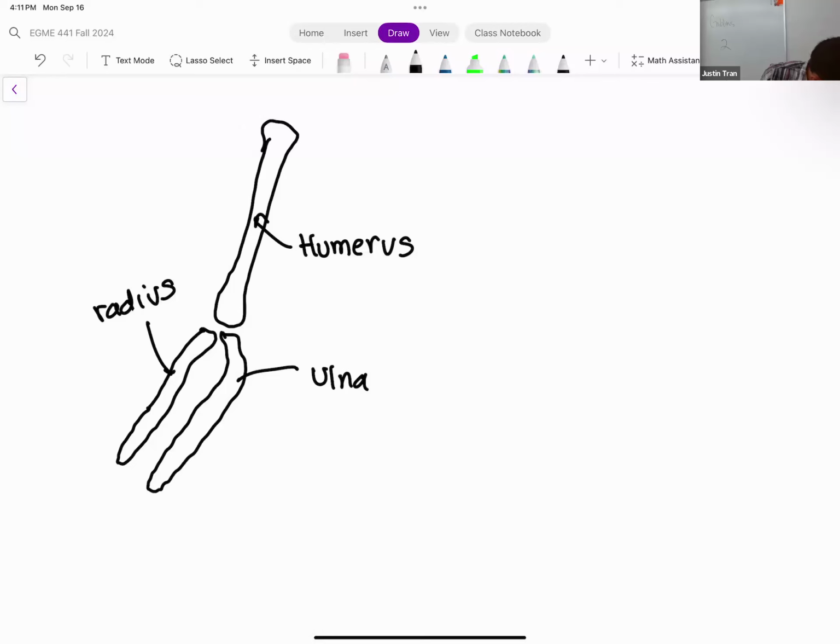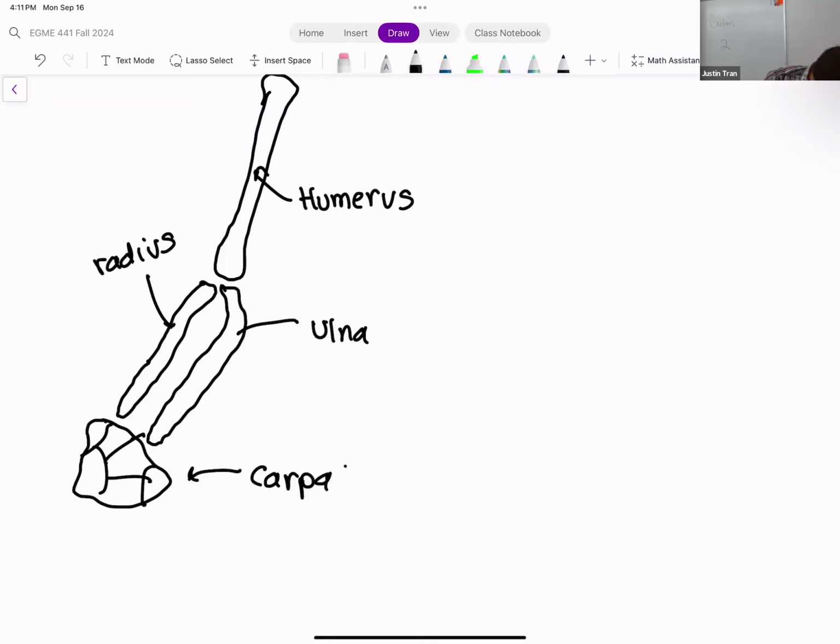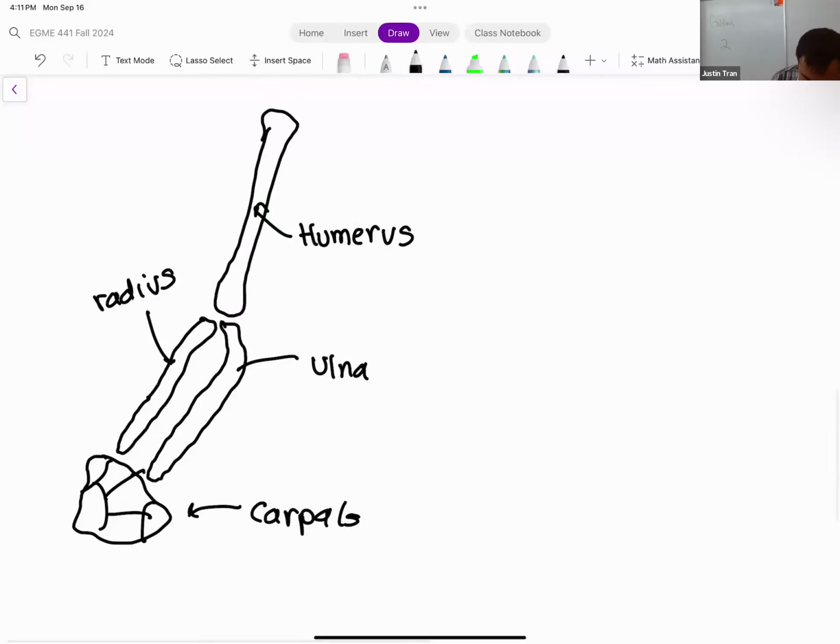So going down to your hand, you have, of course, your carpal bones. I'm not going to draw all of them, I'm just going to draw them as one big blob like this. But just know that there are quite a lot of bones in here. Then, of course, you have your finger bones, which are comprised of your metacarpals. Your metacarpals are the bones that connect directly to your carpals, and those are the bones at the base of your fingers.